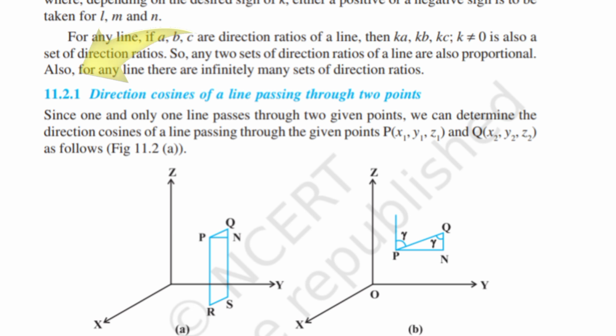11.2.1 Direction cosines of a line passing through 2 points. Since one and only one line passes through two given points, we can determine the direction cosines of a line passing through the given points P (x1, y1, z1) and Q (x2, y2, z2) as follows, in figure 11.3a.